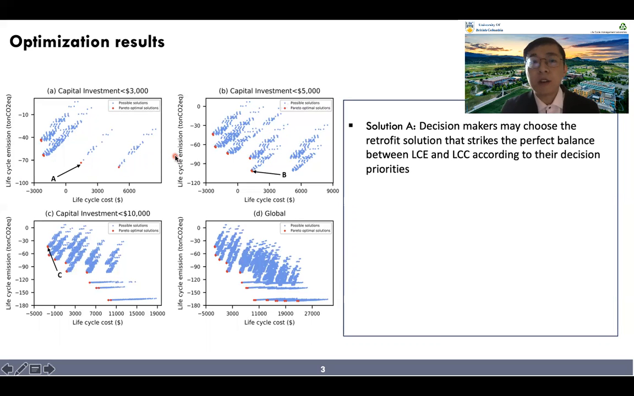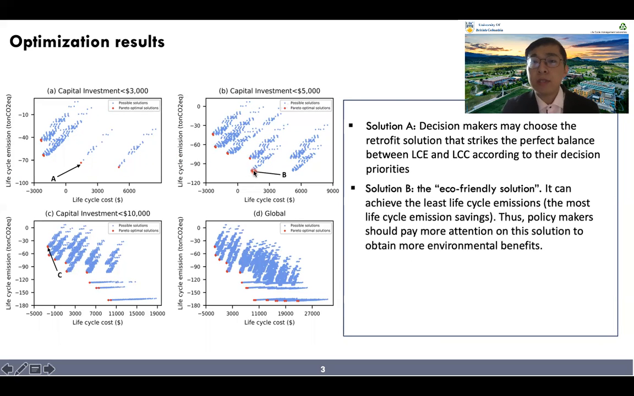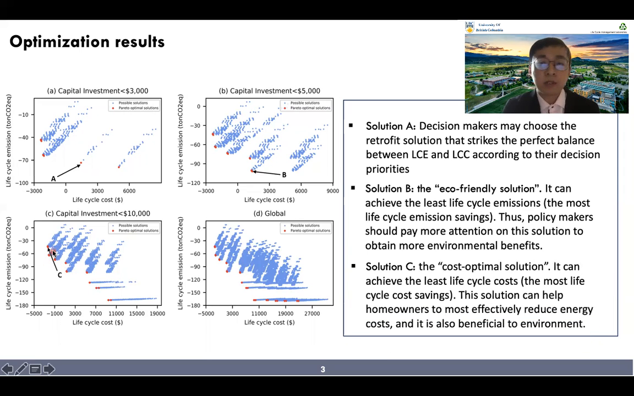Let's look at another example. Solution B represents the eco-friendly solution. It can achieve the least life cycle carbon emissions. Therefore, policymakers should pay more attention to this solution to obtain the most environmental benefits. Furthermore, solution C represents the cost optimal solution. It can achieve the least life cycle cost. This solution can assist homeowners to most effectively reduce energy costs, and it is also beneficial for the environment.